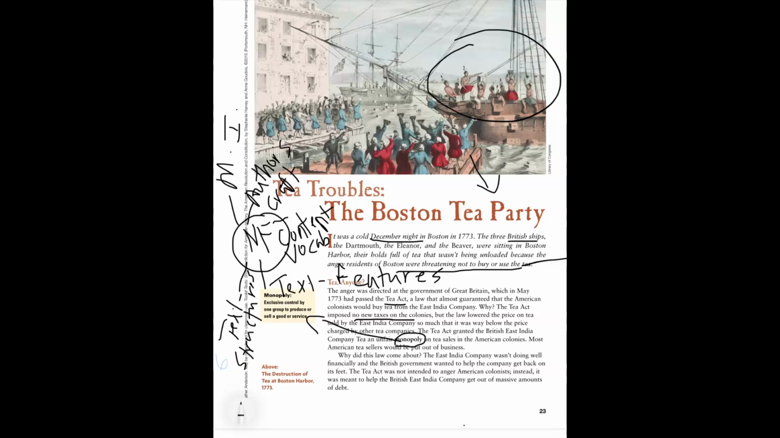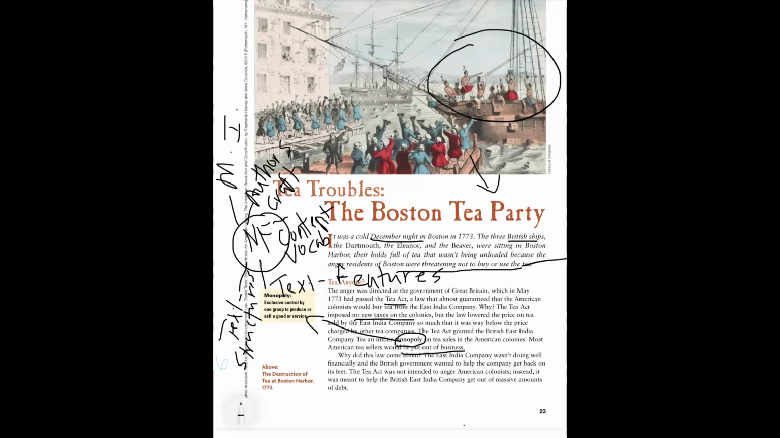Okay, I think I'm understanding. So the Tea Act lowered the price of the tea from the British East India Company so much that they would be the only company that people would be buying from. Most American tea sellers would be put out of business. Okay, so I understand. So this law made the people buy tea from the East India Company, and all the other companies would be put out of business, so they wouldn't be selling tea anymore.